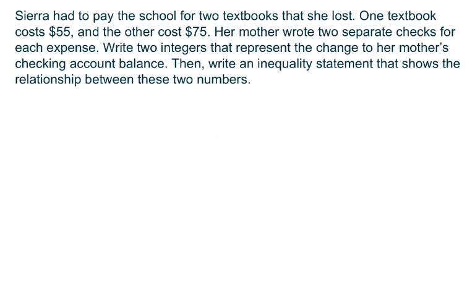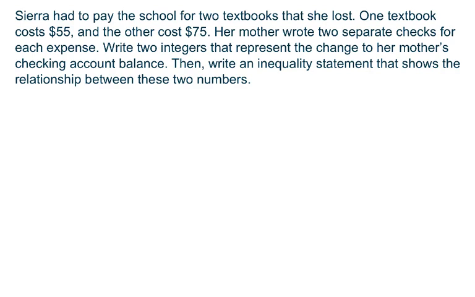Sierra had to pay the school for 2 textbooks that she lost. One textbook cost $55, and the other cost $75. Her mother wrote 2 separate checks for each expense. Write 2 integers that represent the change to her mother's checking account balance. Then write an inequality statement that shows the relationship between these 2 numbers.